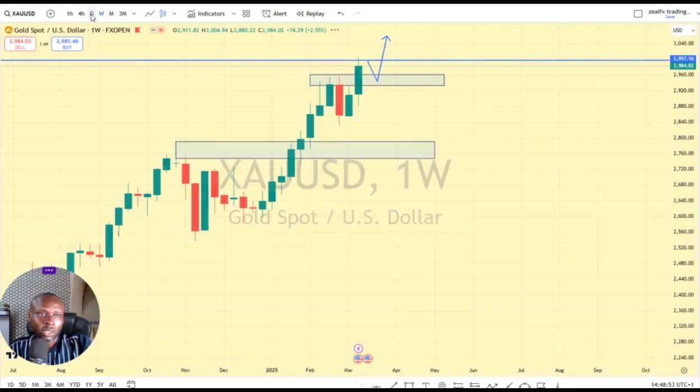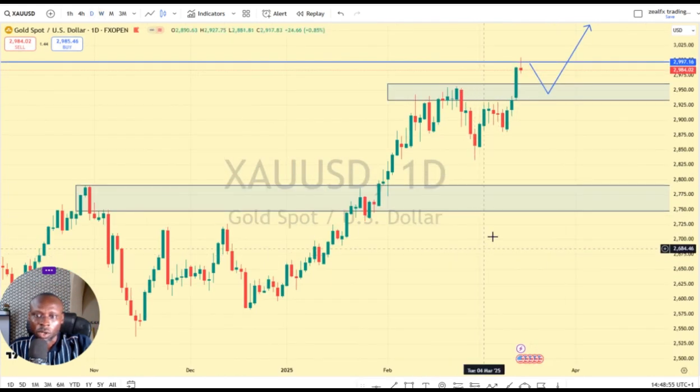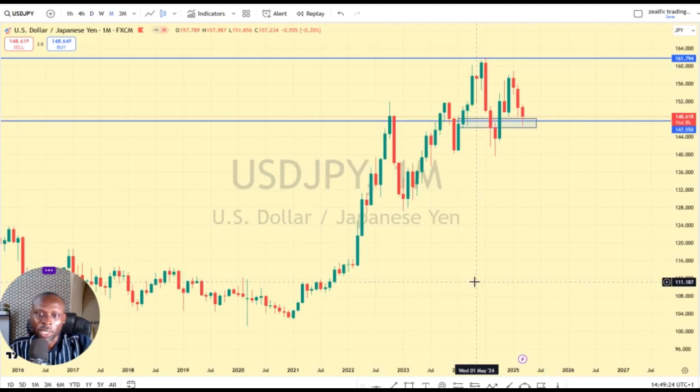So let's look at the daily chart of gold USD. On my daily chart, you can also see that price has closed above this level. So we expect a retest of this zone before we look at a buying opportunity on gold USD this coming week. Let's look at our next pair, which is the USDJPY.